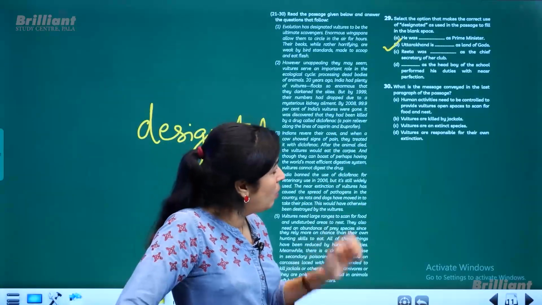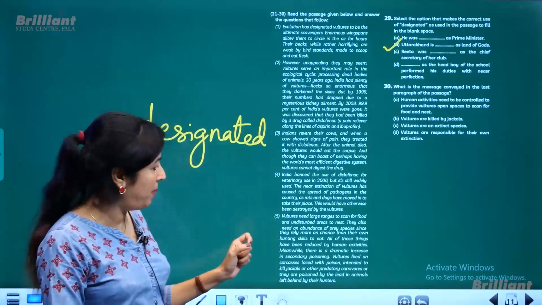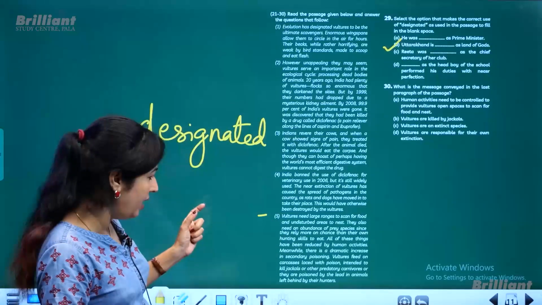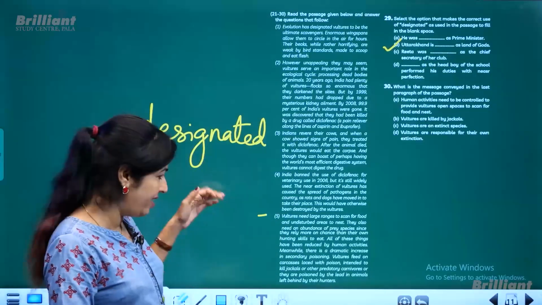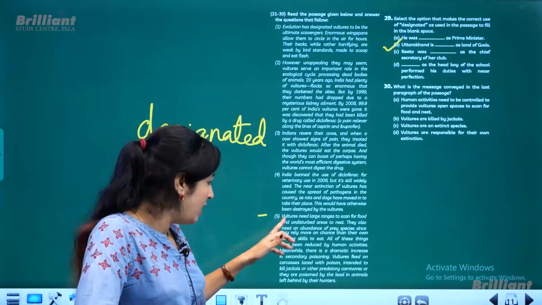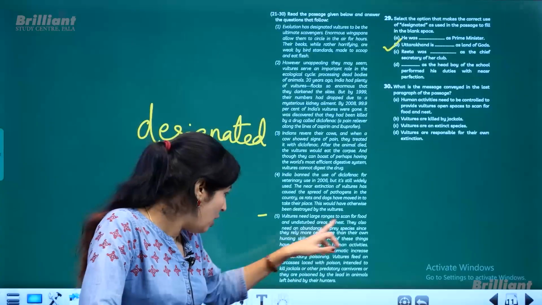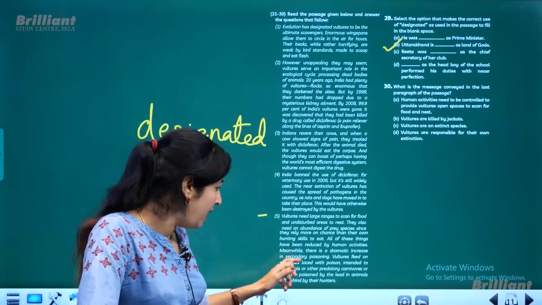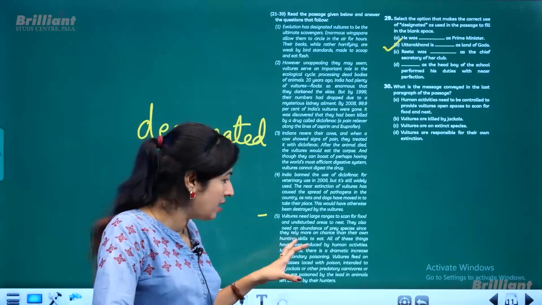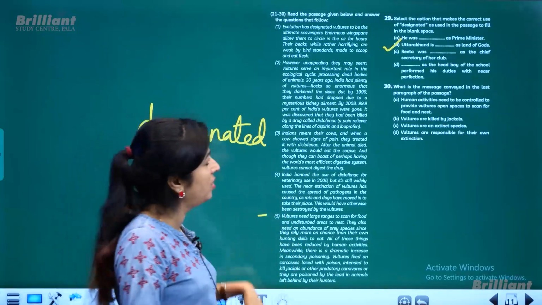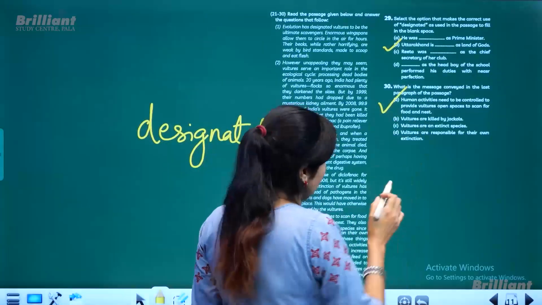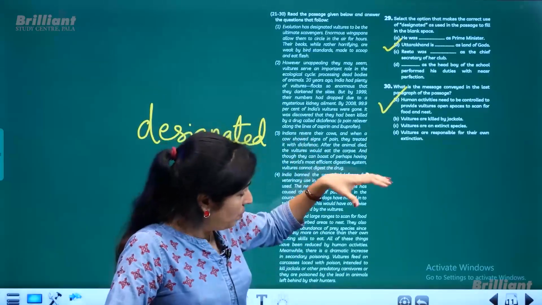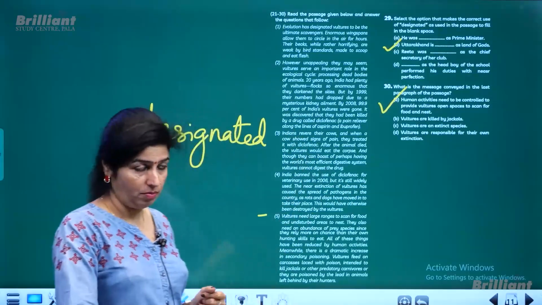Now last question. What is the message conveyed in the last paragraph? See the last paragraph of the passage. What does it reveal as a kind of message? Let us just read it if possible, if time permits. Vultures need large ranges to scan, so that part could be skipped. They also need an abundance. It's all about vultures. All of these things have been reduced by human activities. Meanwhile, there is a dramatic increase in secondary poisoning. So these all things are connected with human activities, right? So the message is, the first one, human activities need to be controlled to provide vultures open spaces to scan for food and nest. Okay.